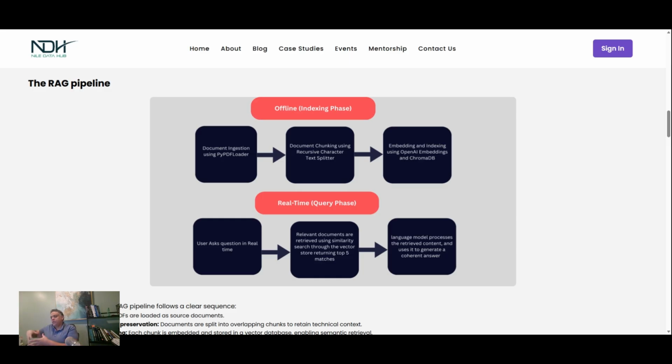It's not using its training data to answer the question. It's not hallucinating. It's basing the answer on the facts and the data stored in our vector database, which represents our vast sources of historical knowledge.